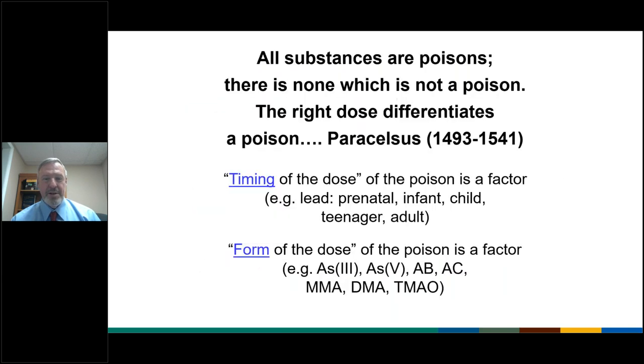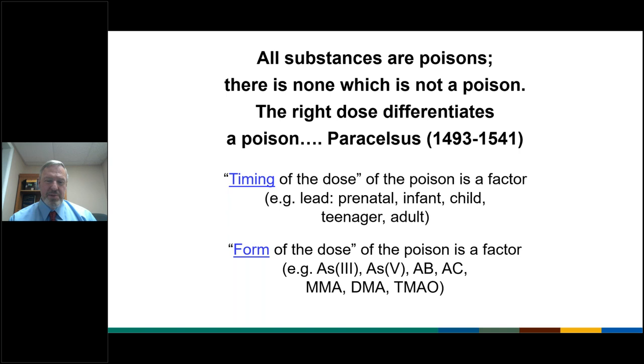Now, we all know, and people forget about this, that everything is essentially a poison. It's just the dose, all right? You can actually die from drinking too much water, but the timing of the dose of the poison or contaminant is a factor. So one thing that biomonitoring can do is be able to see different stages of a person, whether it be prenatal, infant, child, teenager, adult, what their levels are. And I just showed you that in the NHANES survey, you can actually look at different subpopulations.